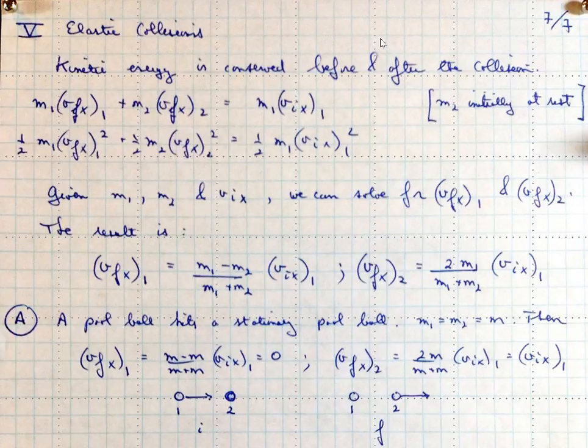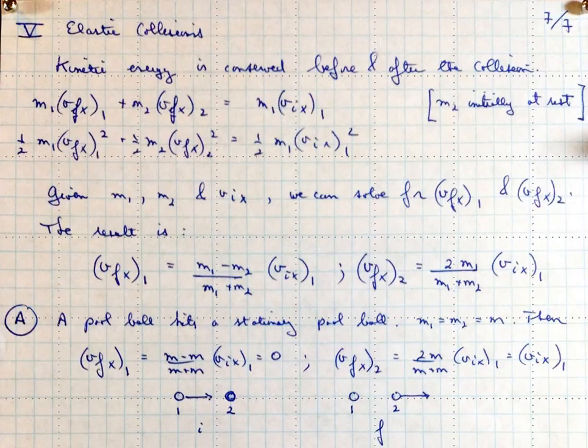Alright, so for part two, we will talk about elastic collisions. And again, the idea here is that kinetic energy before and after the collision is conserved because the bodies are only temporarily deformed. They unspring after the collision, and all of the elastic energy stored is then transferred back into kinetic energy.